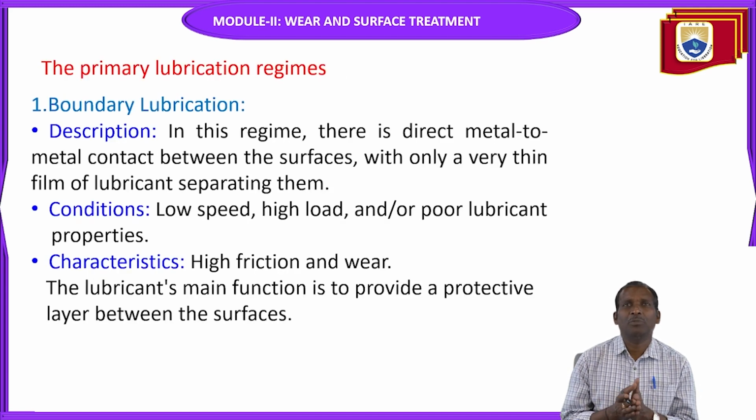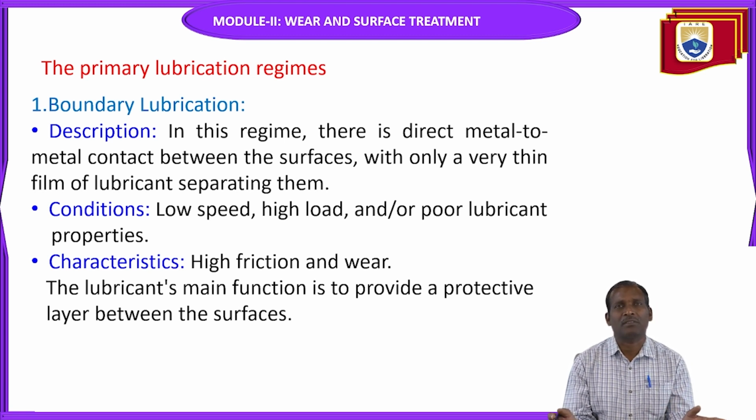So the primary lubrication regimes: one is boundary lubrication. The first important regime in lubrication is boundary lubrication. What do you mean by this? Boundary lubrication means that there is direct metal to metal contact between the surfaces.